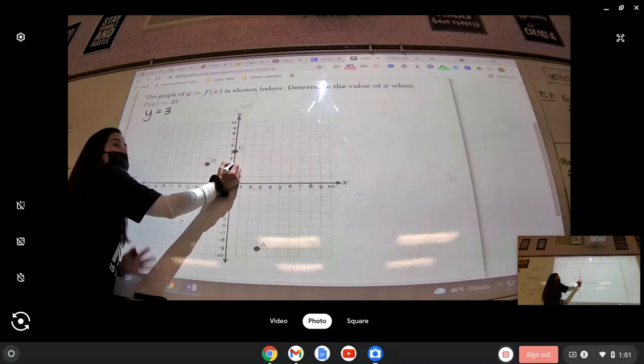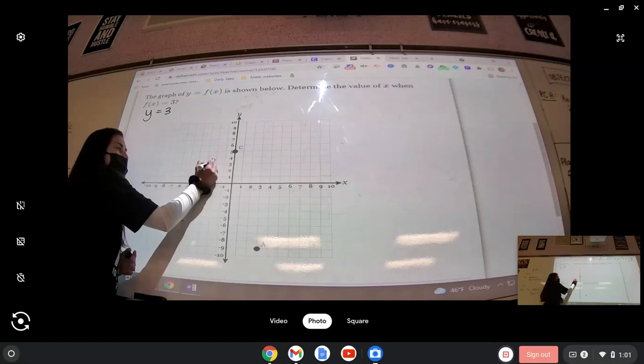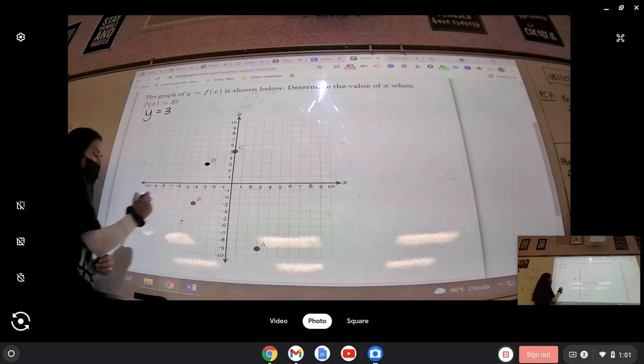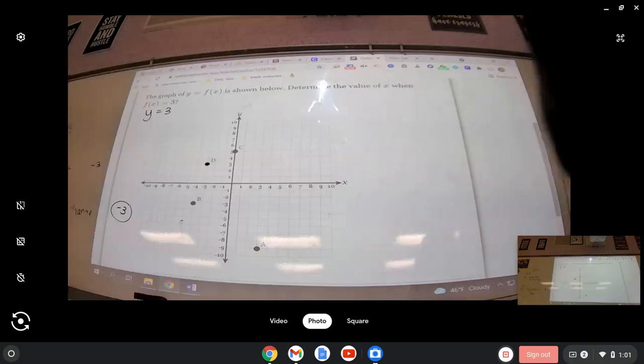Now find me the point that has a y coordinate of 3. Who has a y coordinate of 3? D. So when 3 came out, who went in? Who was the x coordinate of that point? -3 is the answer. And you would plug that as your answer and hit enter. Okay?